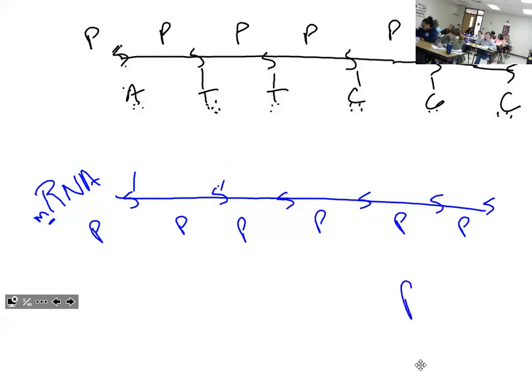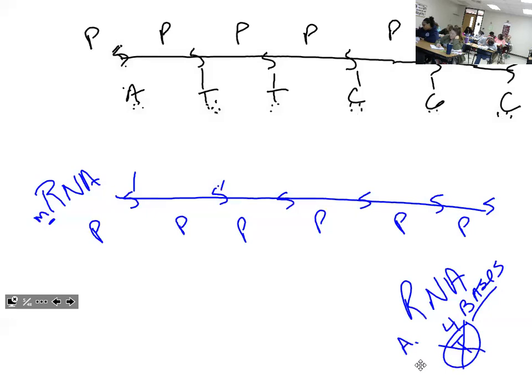Let me tell you about RNA. RNA has 4 bases too, but RNA does not have thymine. It has adenine, it has cytosine, it has guanine, but it doesn't have thymine. Instead, it has uracil.